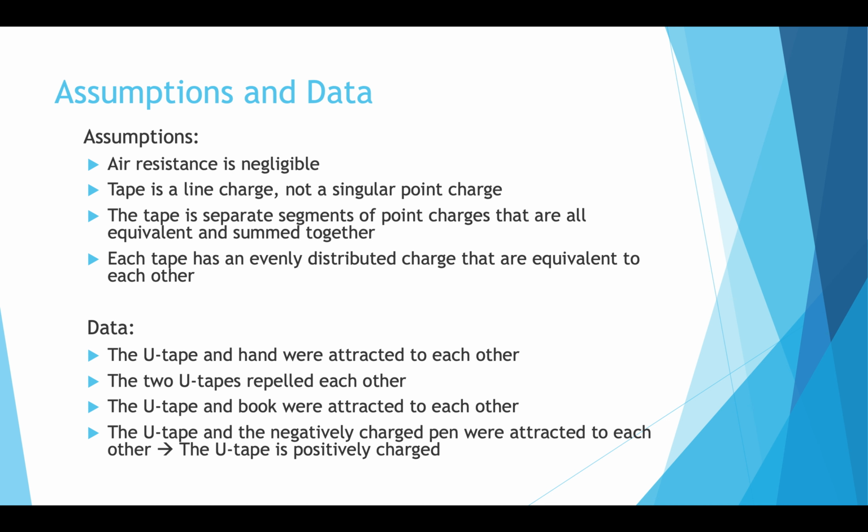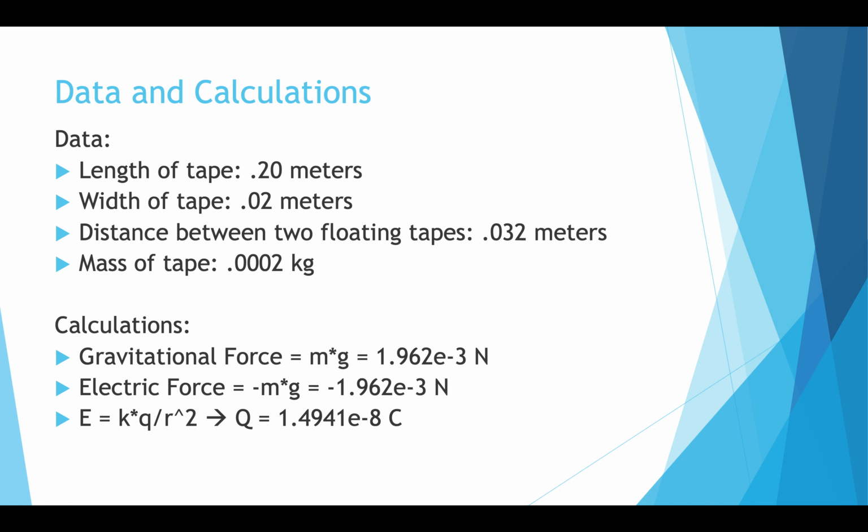The data in this lab, which comes from the previous lab, was that the U-tape and my hand were attracted to each other, the U-tapes repelled each other, the U-tape and a random object, which was a book, were attracted to each other, and the U-tape and a negatively charged pen were attracted to each other, giving us that the U-tape is positively charged.